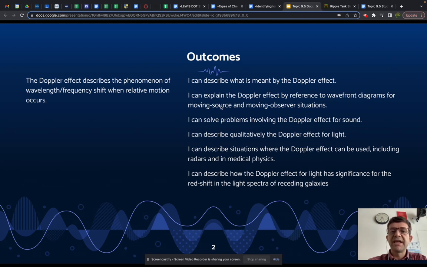But I will be able to talk about what is meant by the Doppler effect and help you see how wavefront diagrams can explain how the moving source and moving observer situations can be understood in terms of the wavelength changes and frequency changes that will be seen. We will go through a problem involving the Doppler effect for sound, a relatively sophisticated one. And we'll talk qualitatively about the Doppler effect for light, which has some applications including speed radar, and also is significant because it allowed for the observation of receding galaxies and the red shift or blue shift that tells us how objects are moving away or moving towards us in astronomy.